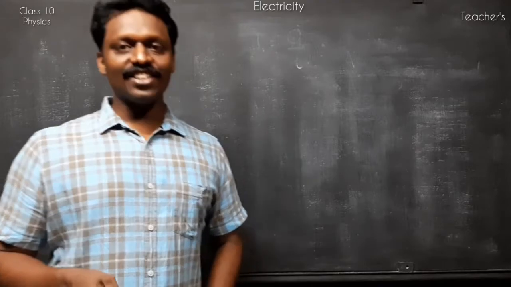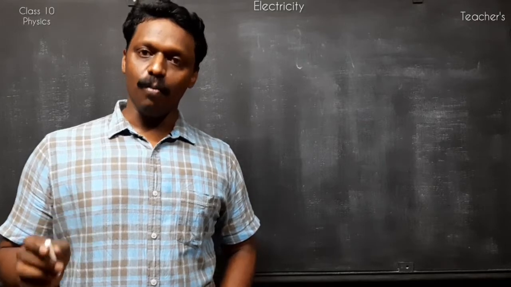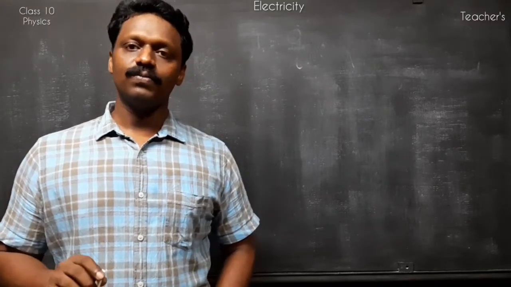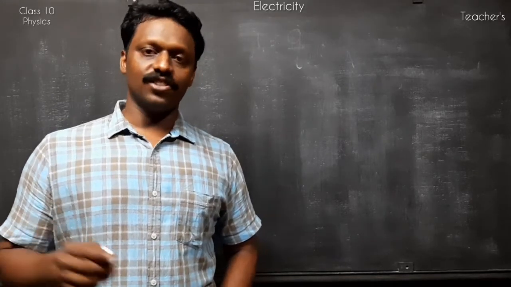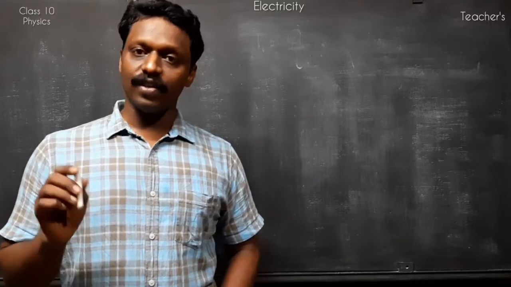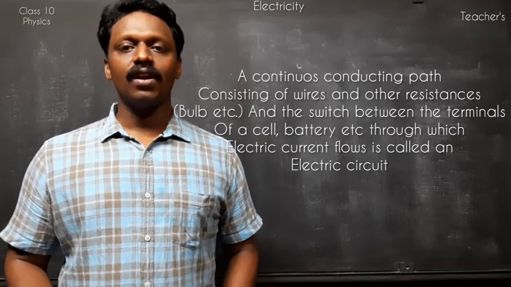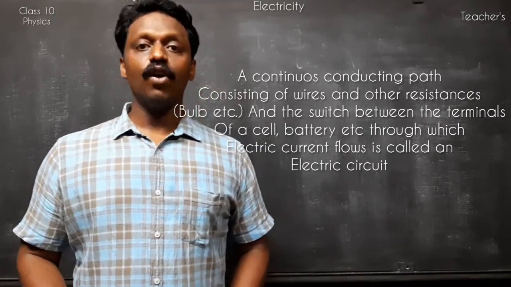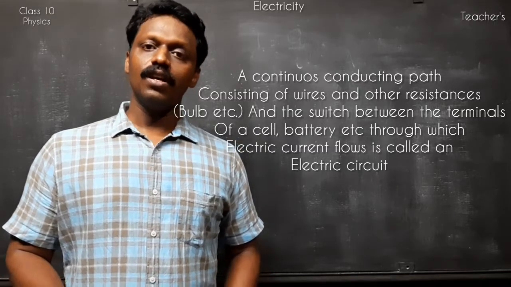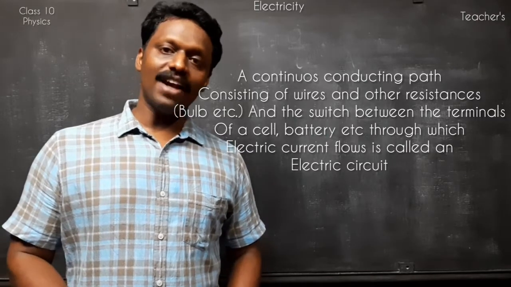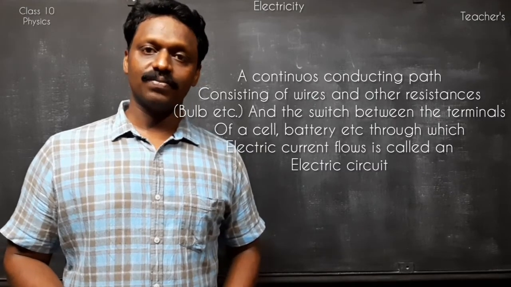Now let us discuss electric circuits. A cell or battery can make electrons move and the electric current flow. But there must be a conducting path like wires, bulb, etc. between the two terminals of the cell through which electrons can move, causing the electric current to flow. A continuous path consisting of wires and other resistances like electric bulb, etc., and a switch between the two terminals of a cell or a battery along which an electric current flows is called an electric circuit.